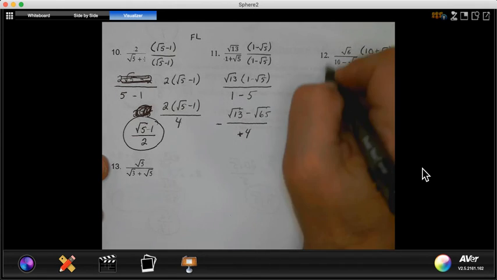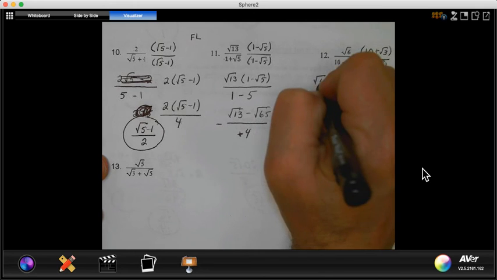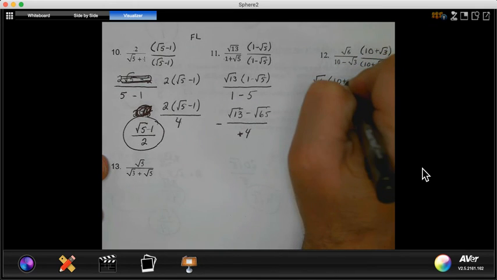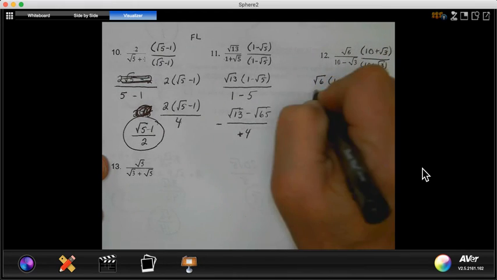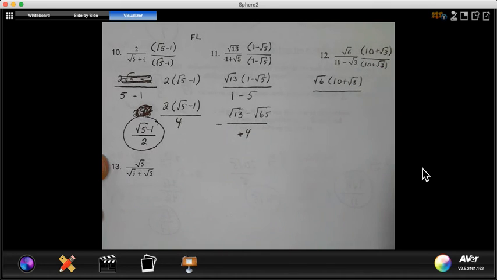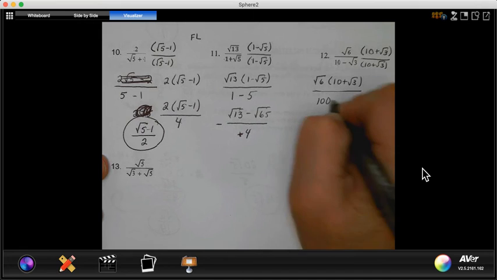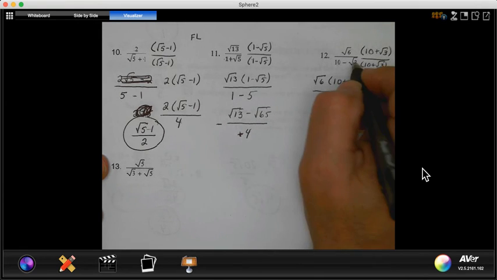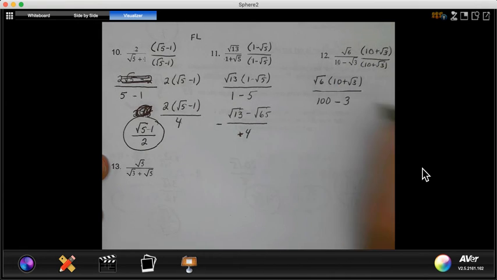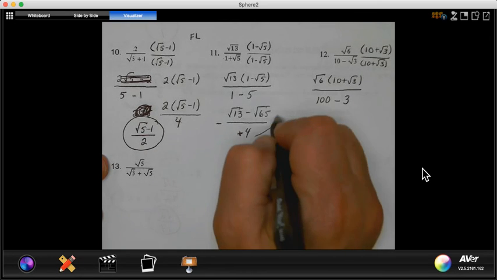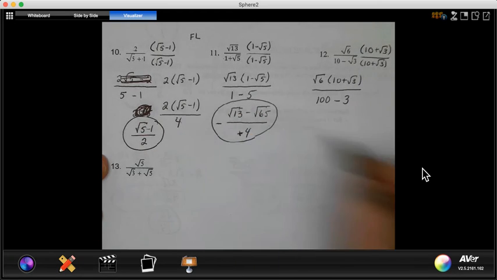So I'm going to keep the numerator the same. That's root 6 times the quantity 10 plus root 3. And I'm going to FOIL the denominator. 10 times 10 is 100 minus root 3 times root 3 is 3. Notice I'm going to circle my answer there.